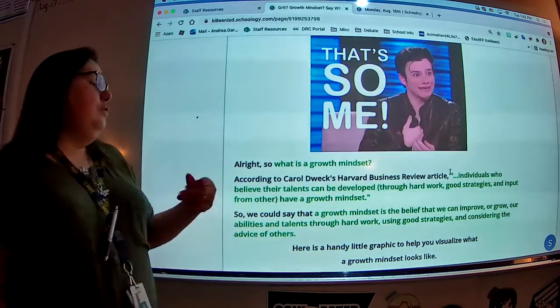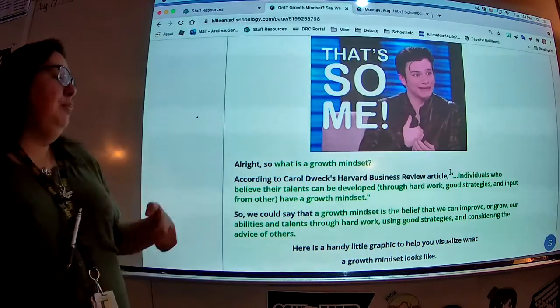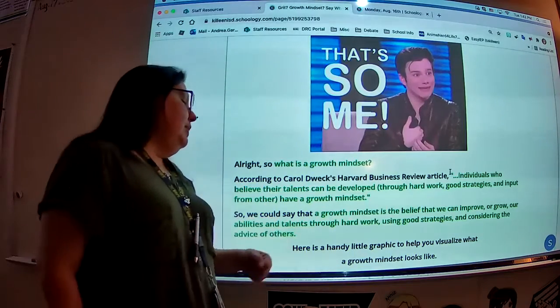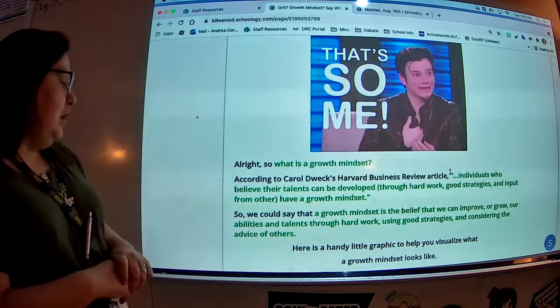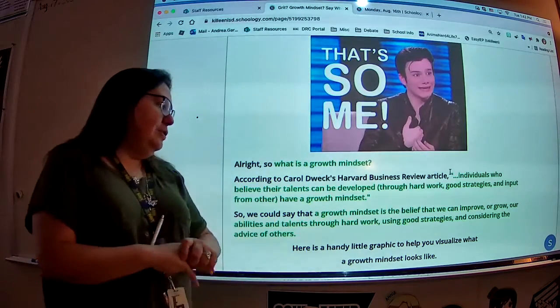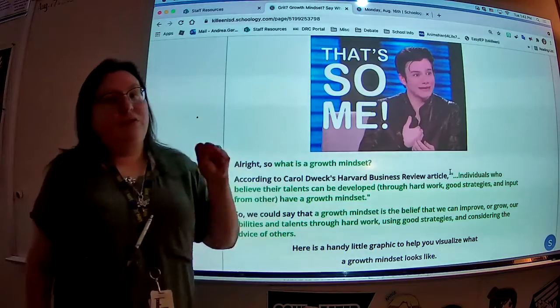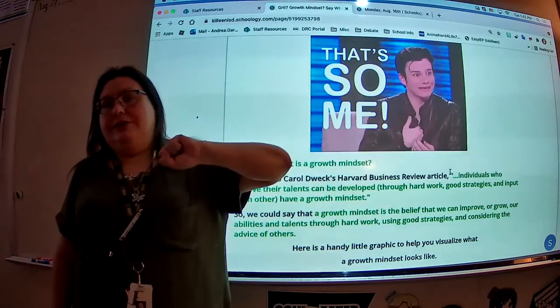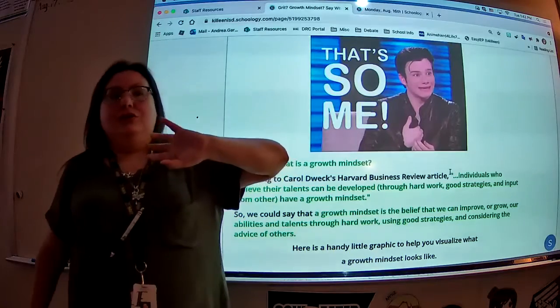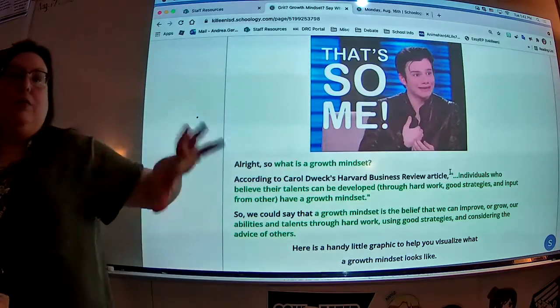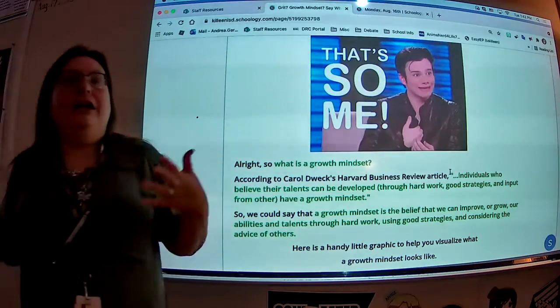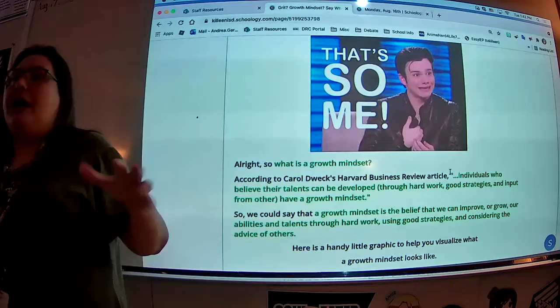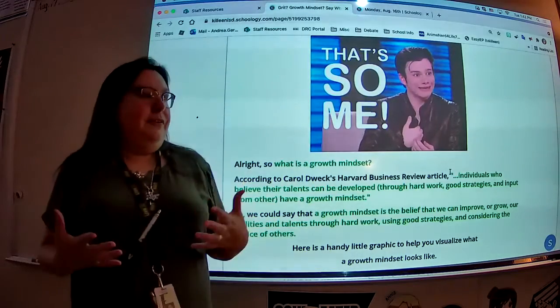So you can say that a growth mindset is the belief that you can improve or grow our abilities and talents through hard work, using good strategies, and considering the advice of others. I very much believe in growth mindset, and I'm good at cultivating this. Does anybody know what cultivate means? So cultivate means to kind of grow it, help you achieve something, right? It's not inspire you, but I help you gain that feeling.